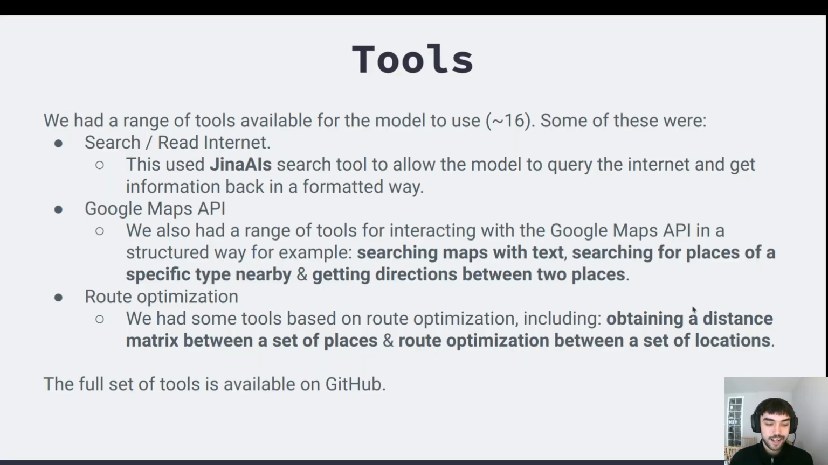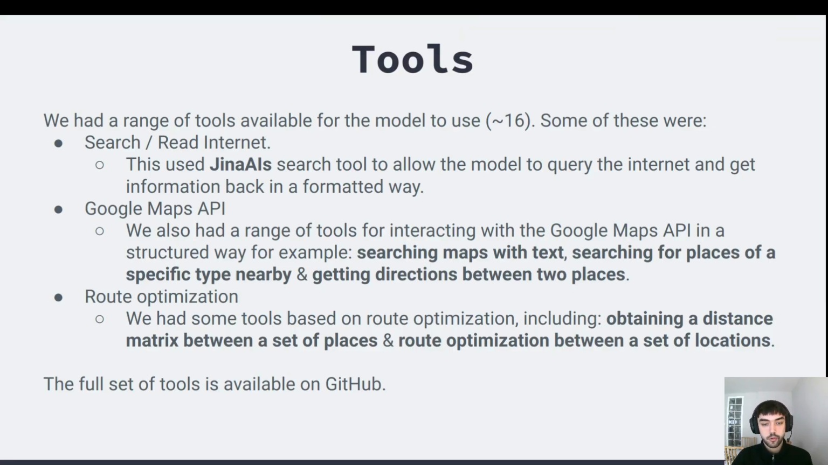So, moving on. I thought I'd talk a little bit about the tools that we have available for the model to use. Some of the more interesting ones were, which you've seen, the search and read internet tool. This uses Jina AI's search and read APIs to allow the model to query the internet and then get information back in a nicely formatted way that is easy for the model to interact with, so it's not a lot of HTML. Of course, we have the Google Maps API, so we had a range of tools for interacting with that in a structured way.